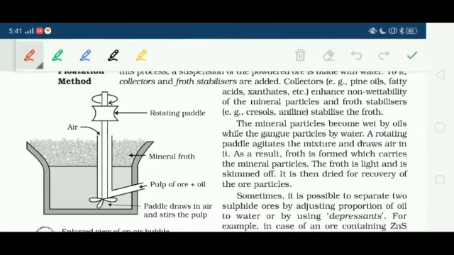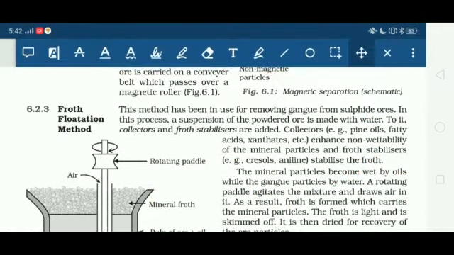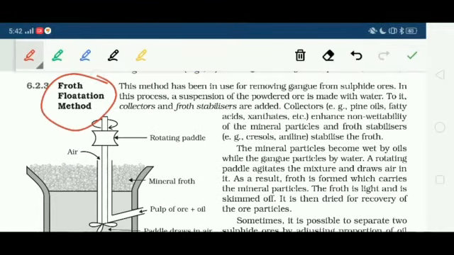Froth flotation method. Now this method is used for removing gangue from sulfide ores, and the basic principle involved is that sulfide ores are wetted by oils, whereas gangue particles are wetted by water.